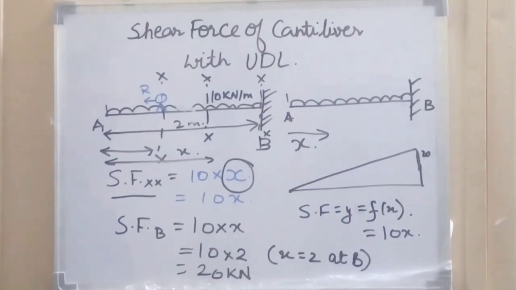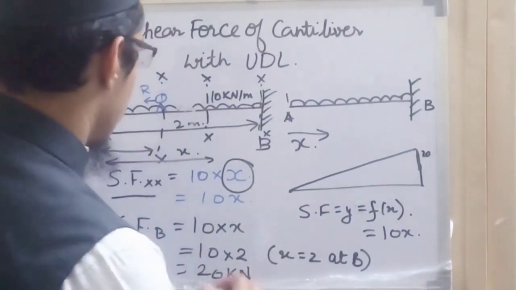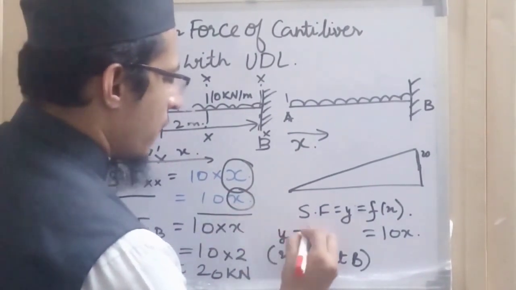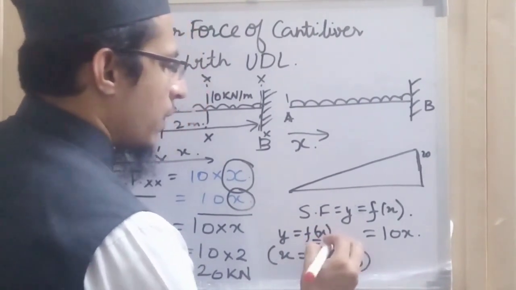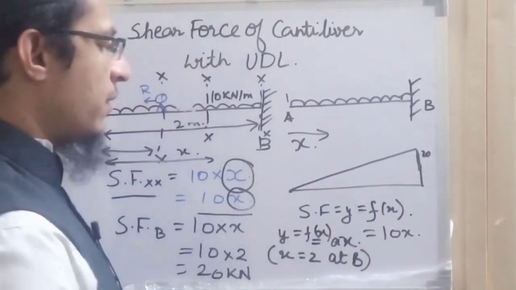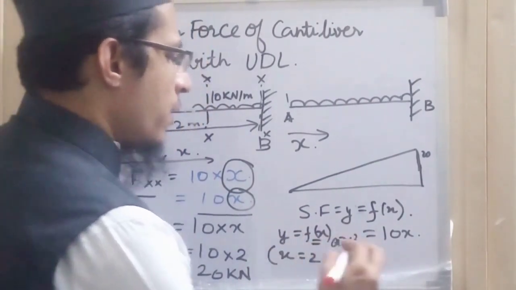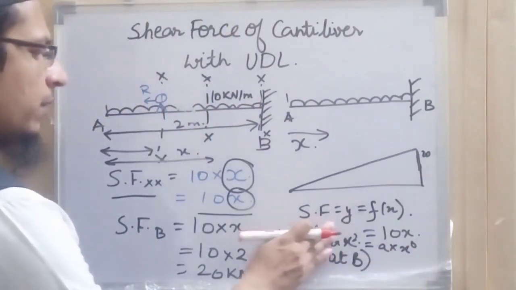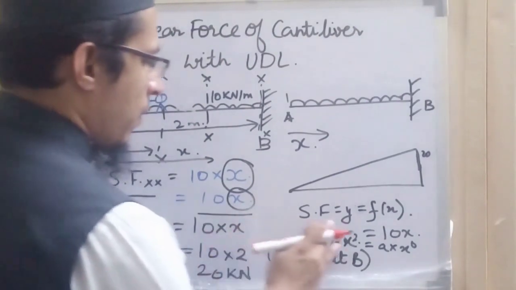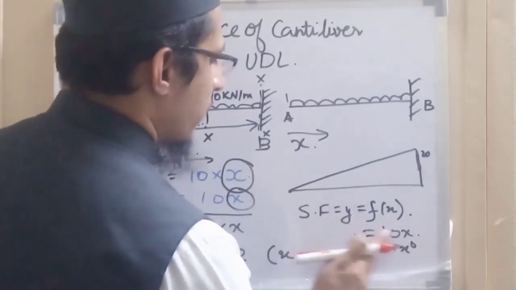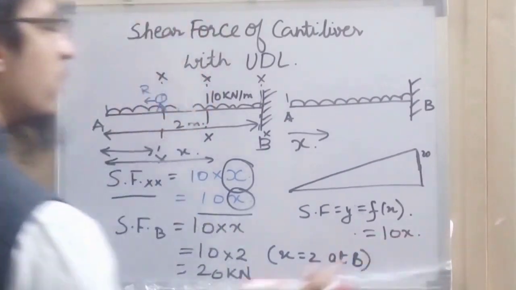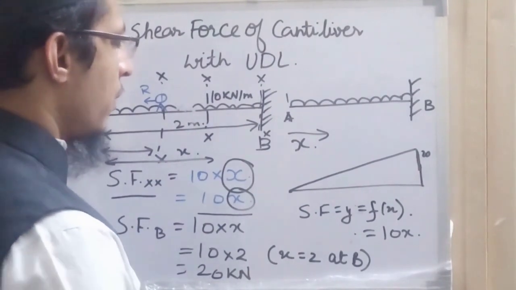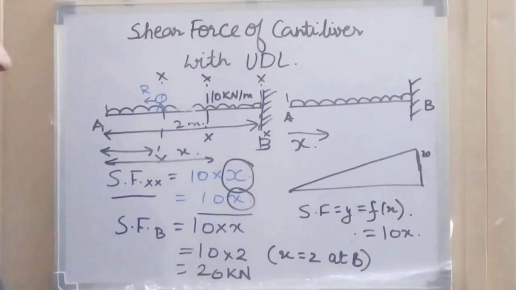So in this way we will be able to see, based on this equation, whether y is equal to f of x is a function of a power x, that is linear, or a x square, or a into x power 0. Depending on this, we can decide whether the shear force diagram drawn is correct or not. Depending upon the shape, we can easily identify whether the shear force diagram is correct or not. So we will explain this a little bit more.